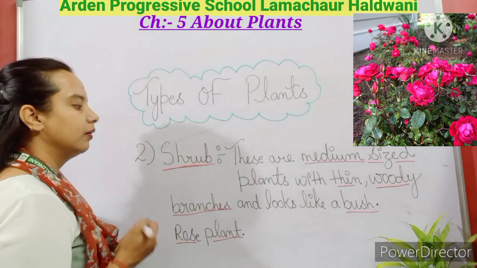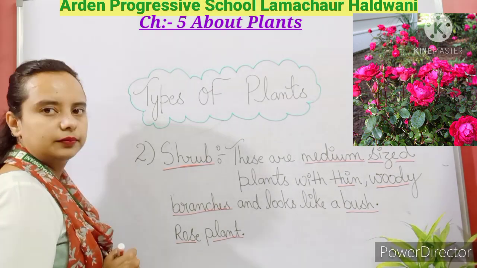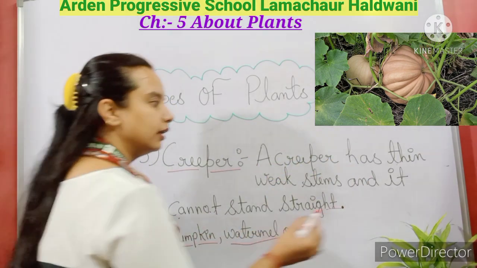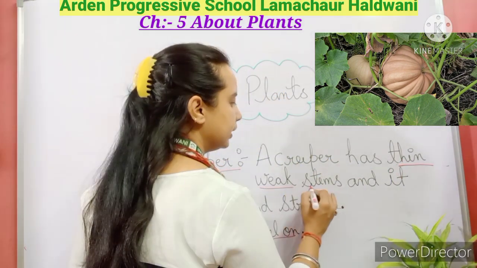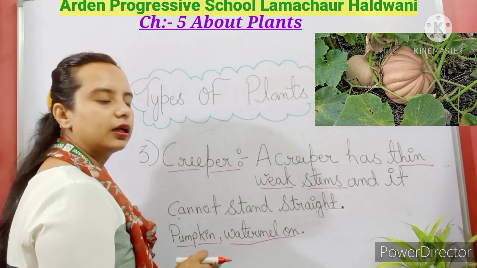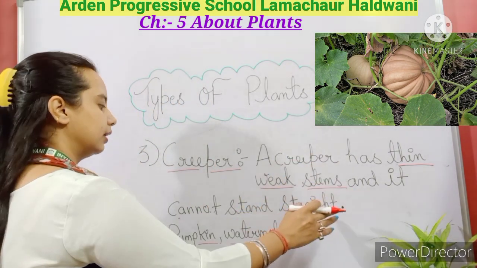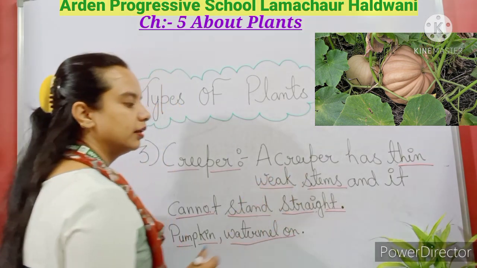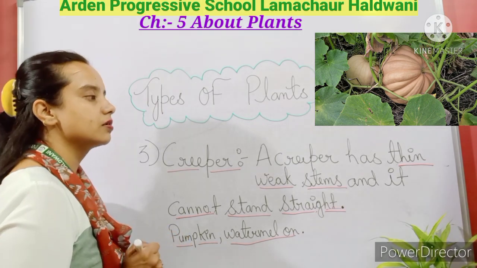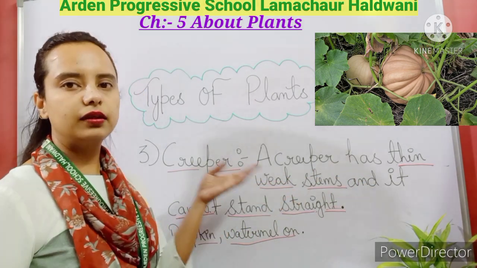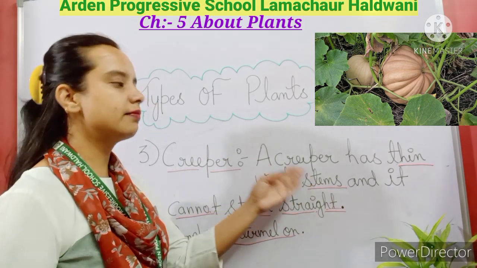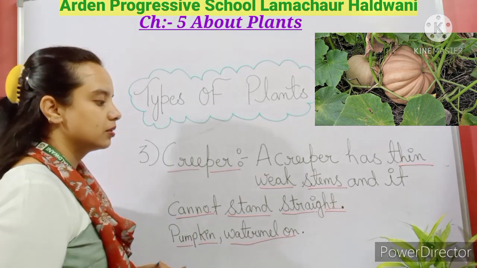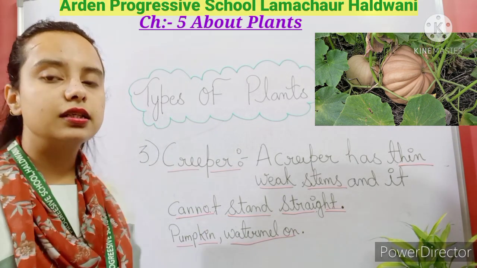Okay. Now let's see the creepers. Creepers, what is this? A creeper has thin and weak stems. Okay, so the creeper plants are having thin and weak stems and they cannot stand straight. Why? Because of their thin and weak stems. Creepers have thin and weak stems, and because of this they cannot stand straight. So how do they grow? They just spread over the ground.